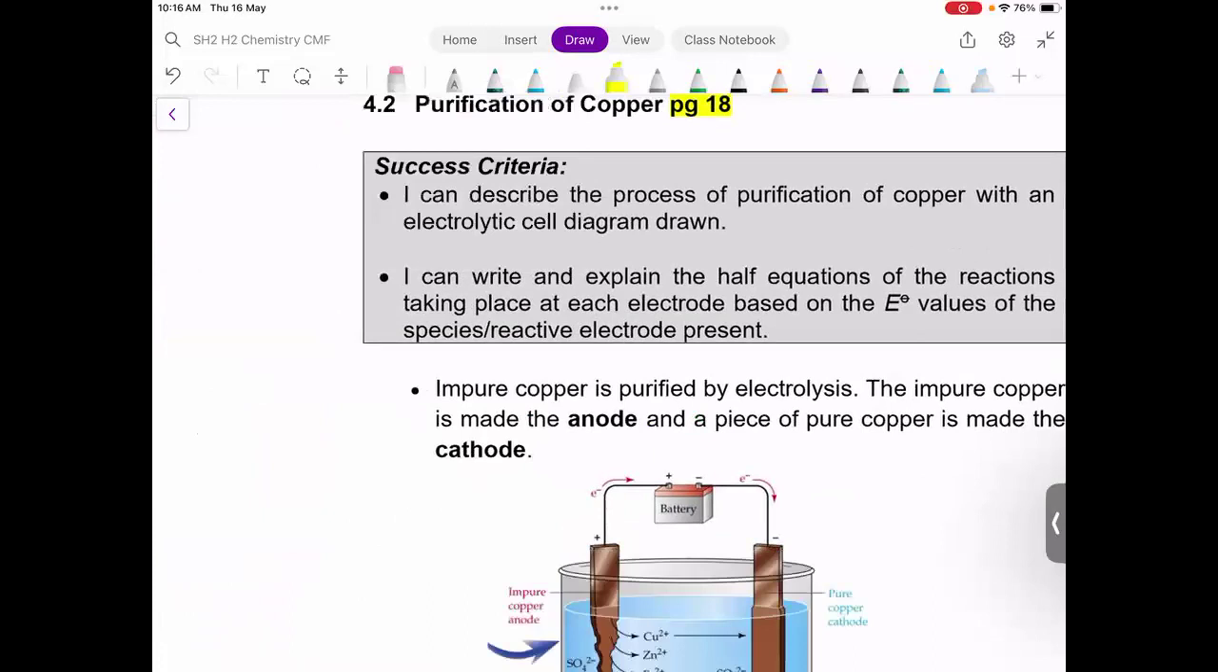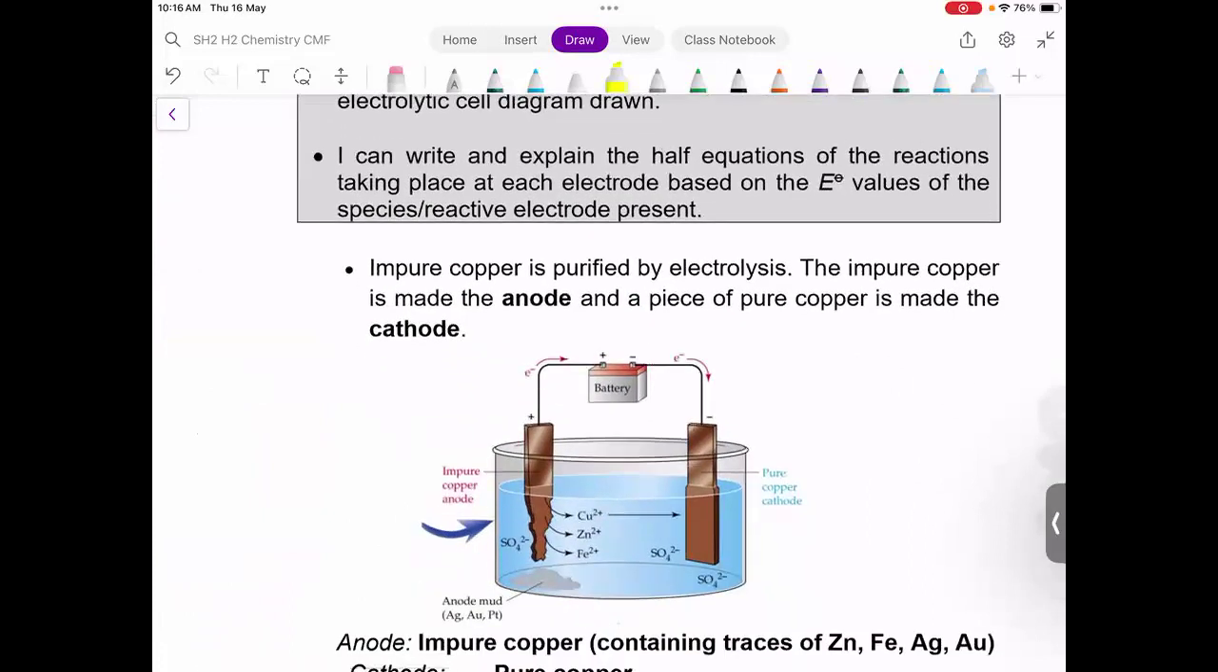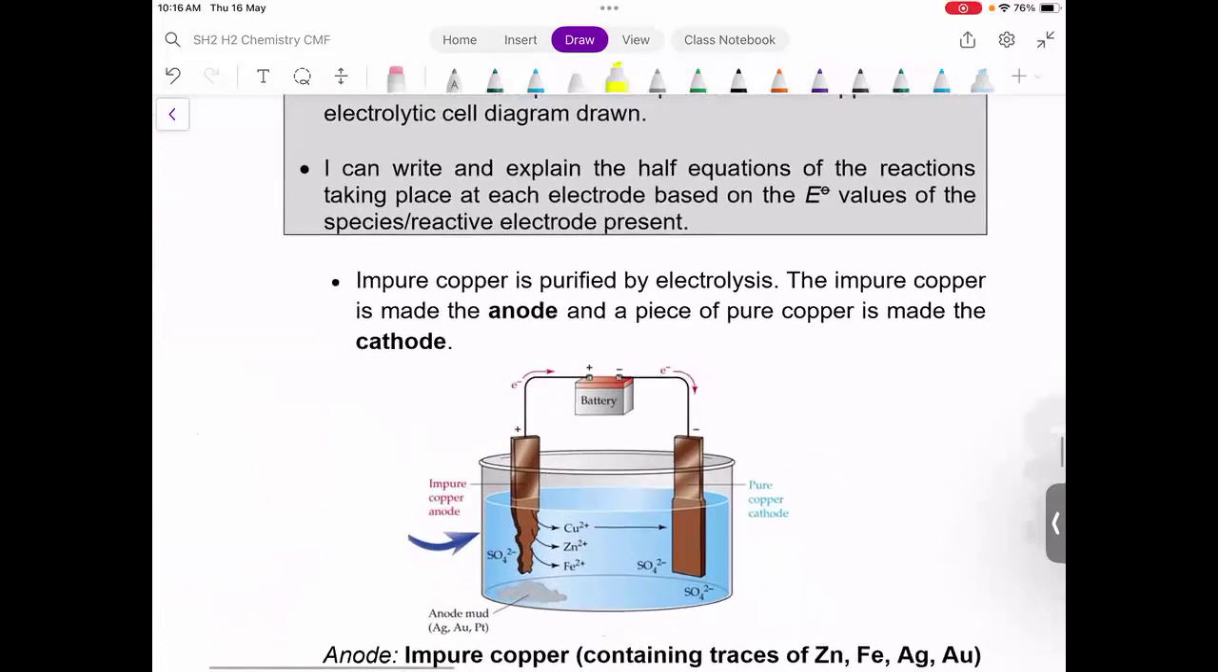purification of copper. All right, so can you tell each other why do I let the impure copper be the anode while cathode is the pure copper? Why so? Tell each other. Can I swap? Why not? Why must I make the impure copper the anode? What do you think?